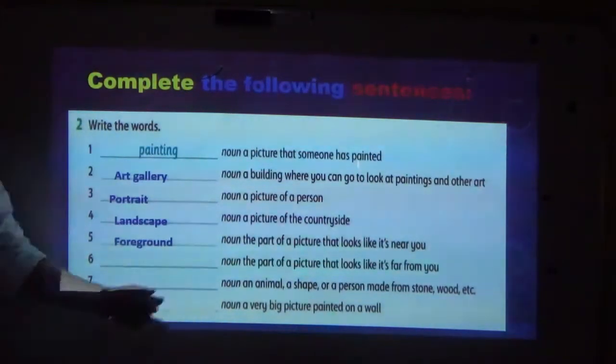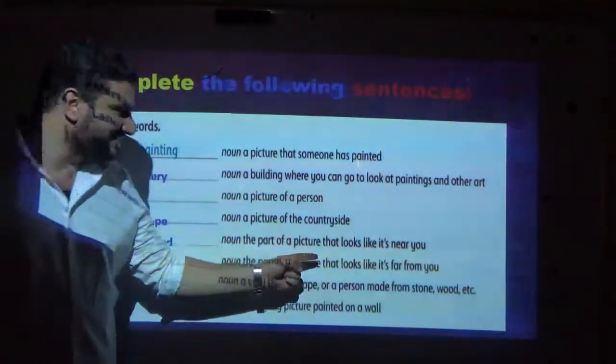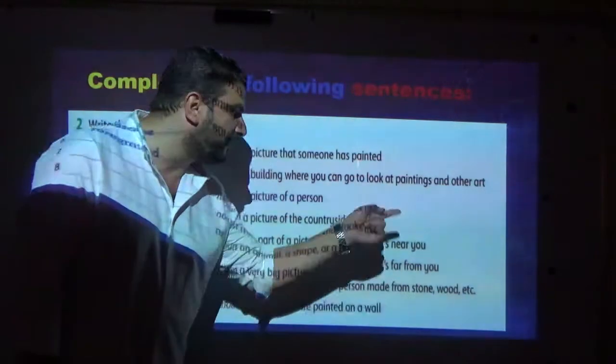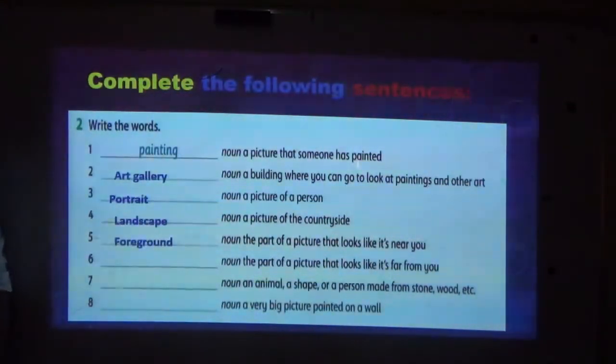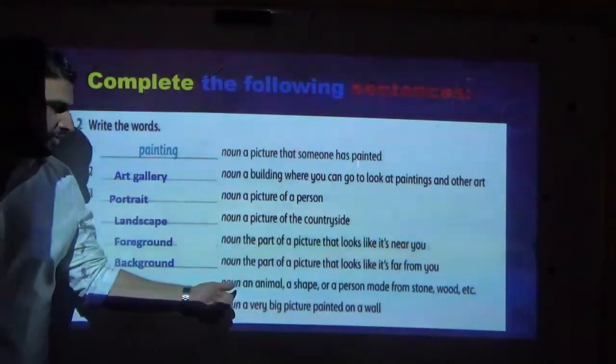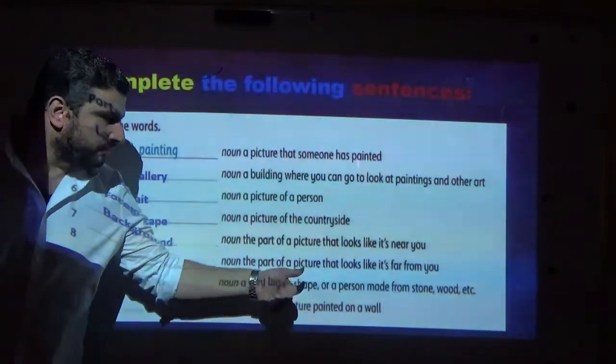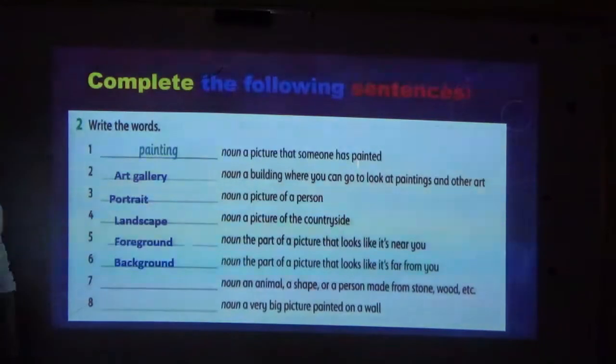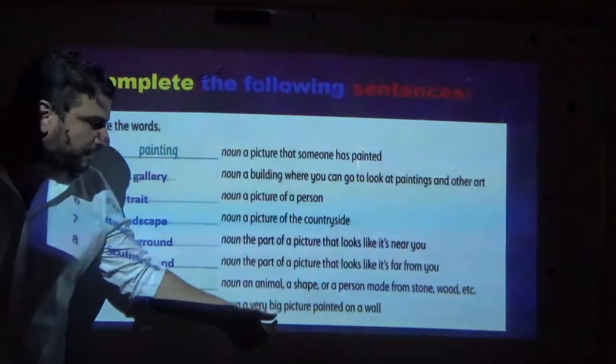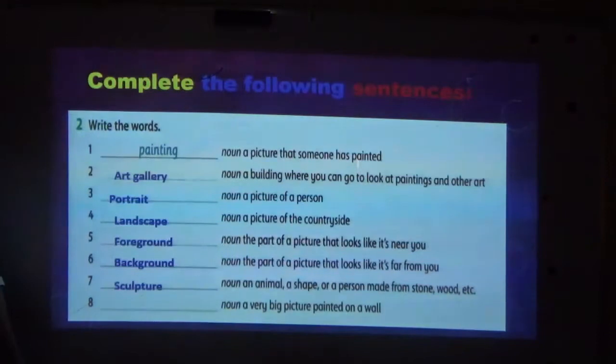Number 6, the part of a picture, the opposite, that looks like it is far from you, so it is the background. Number 7, noun, an animal, a shape, or a person made from stone, wood, etc. Of course, it is a sculpture. Number 8, a very big picture painted on a wall. That was at the start of the lesson. It is a mural.